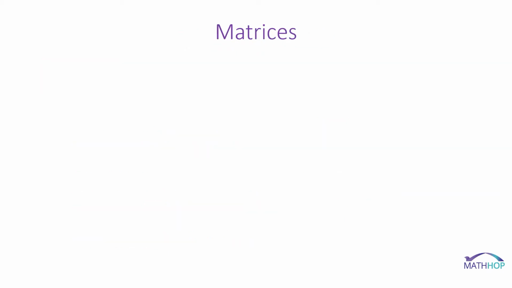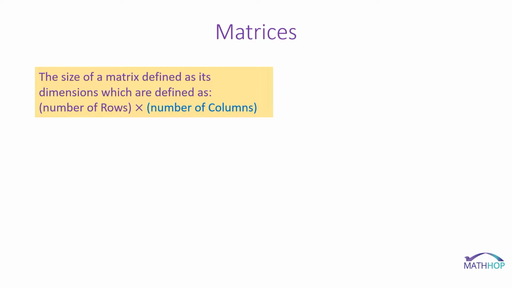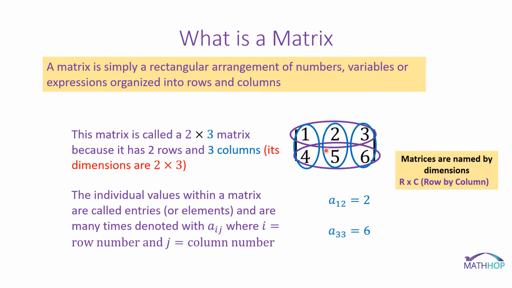Okay, so remember, matrices are named R by C, row by column, right? And why is it R by C? Because those are the dimensions. The definition of a matrix is simply row by column. If I go back to this last page, we couldn't call this a 3x2 matrix because a 3x2 matrix would need 3 rows and 2 columns.